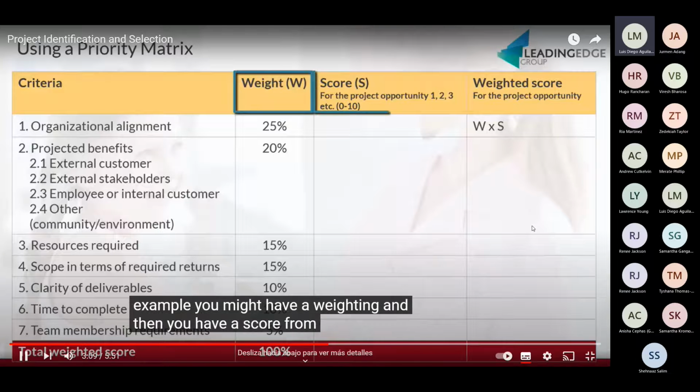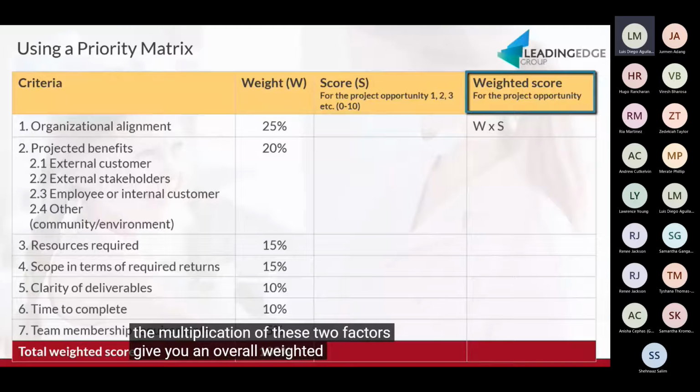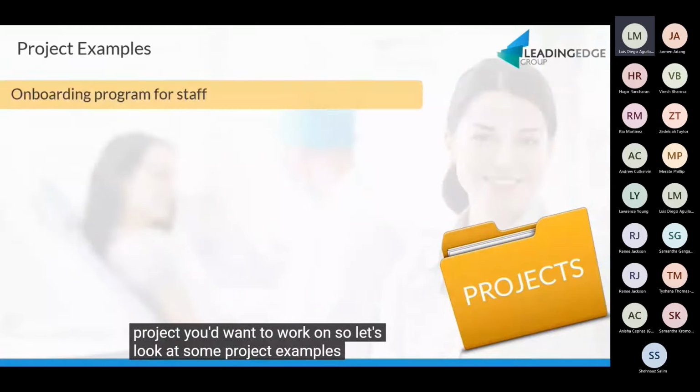And then you have a score from 1 to 10, and the multiplication of these 2 factors gives you an overall weighted score that you can use to prioritize the projects. A higher score against criteria that is more important or weighted higher will likely show up on the top and therefore most likely be the project you'd want to work on. So let's look at some project examples.